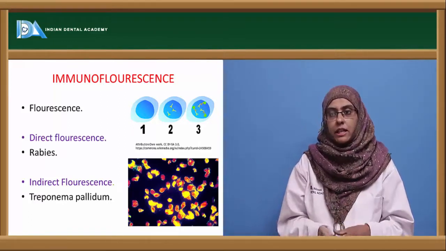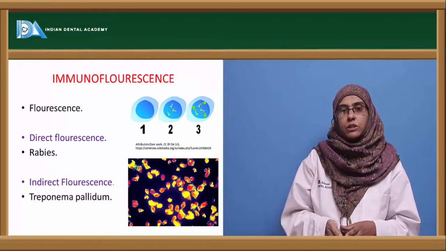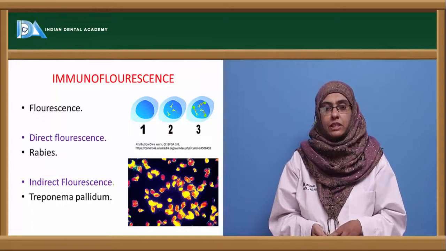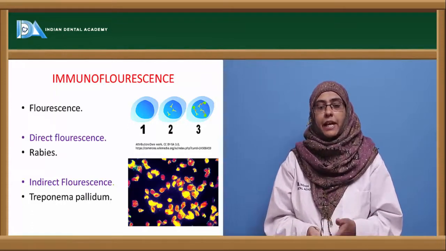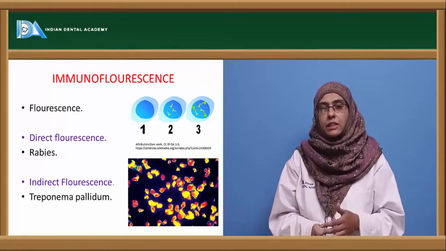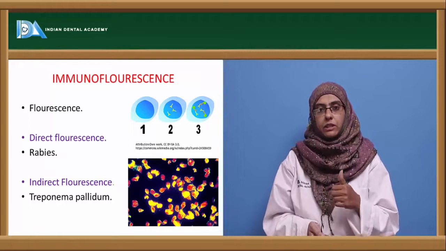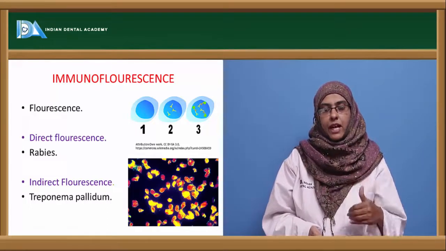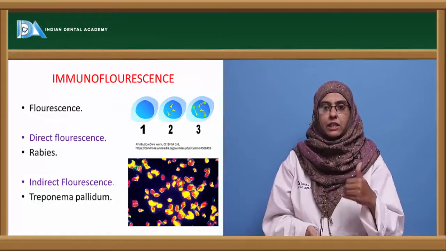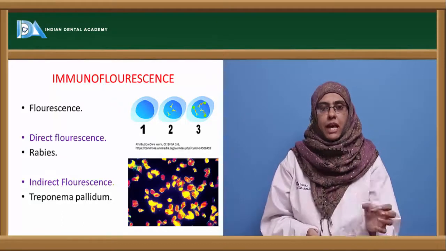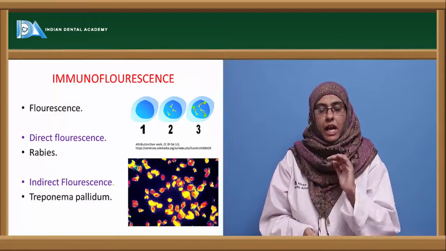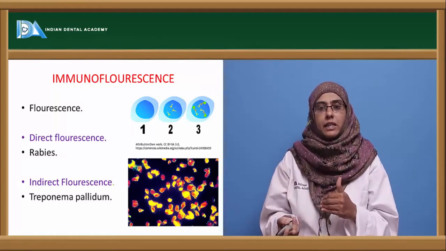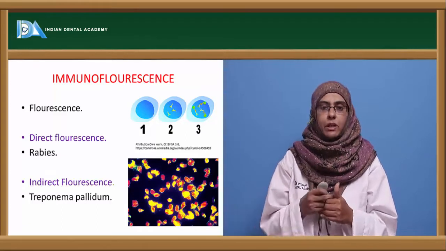And here in the indirect fluorescent technique, mostly used to identify the Treponema pallidum, which is a very sensitive organism that cannot be easily identified by the other techniques. Here in this particular technique, we first have a combination of antigen and antibody. That is a reaction taking place between the antigen and a specific antibody, and towards this specific antibody we have another antibody to which the fluorescent dye will be conjugated.